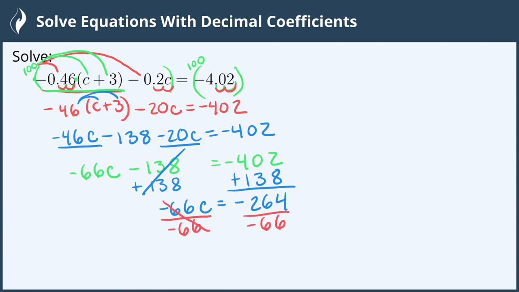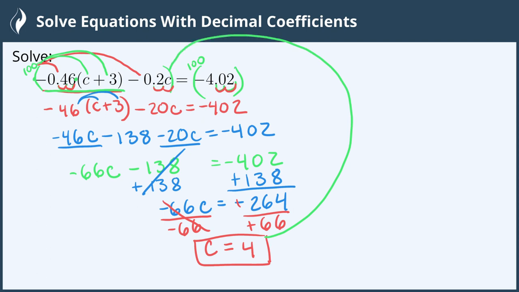Negative 66 divided by negative 66 cancels, so we get c equals negative divided by negative is positive, and 264 divided by 66 in my calculator gives me 4. So our solution is c equals 4, and don't forget when you're working on your own that it is advisable to go ahead and substitute your solution back into every variable just to verify that you get a true statement so that you know for sure that your solution is correct. And we're all done.